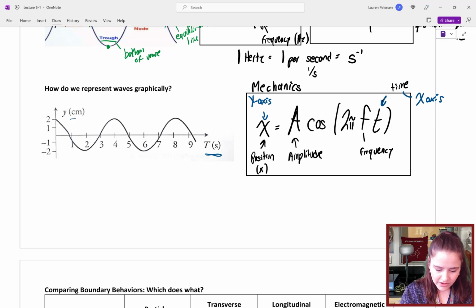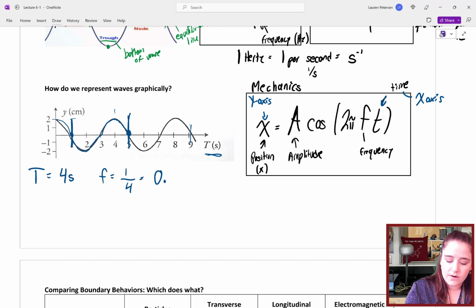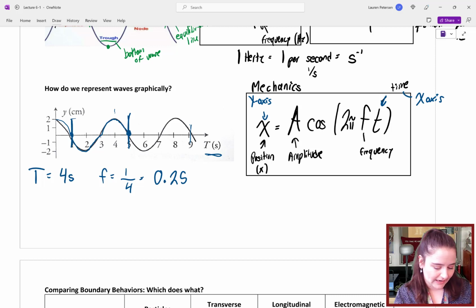If we have the time in seconds, I'm going to try to see about where one wave is. So one crest, trough. It's looking like about there is one wave. It's a little bit off, but I'm going to say the time for one wave is about 4 seconds, which means our frequency is 1/4, or 0.25 per second, or 0.25 hertz.